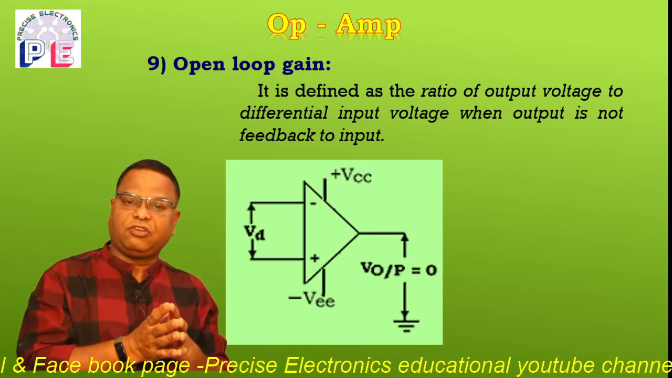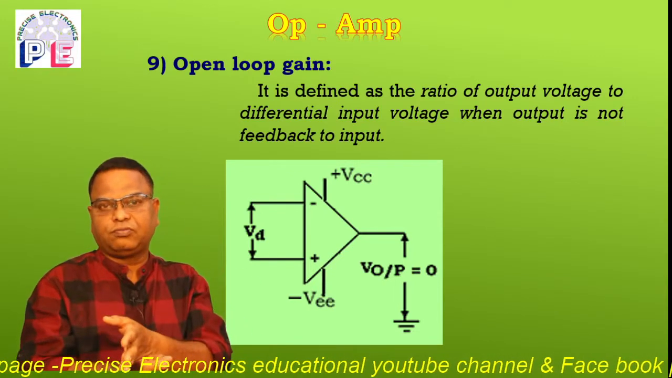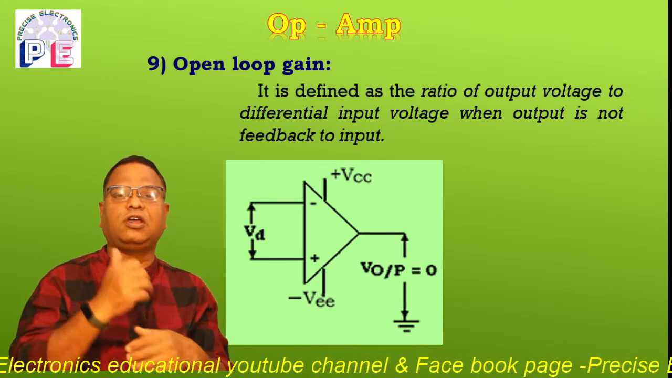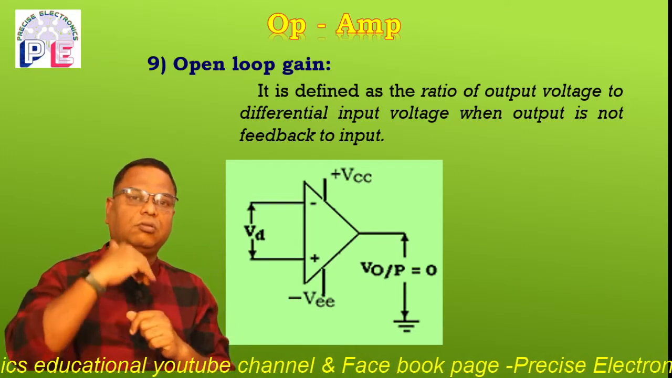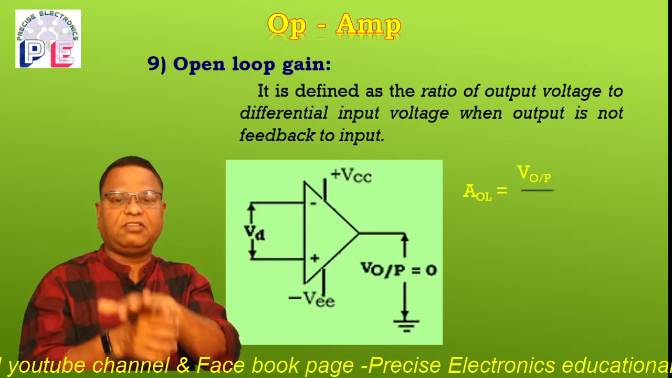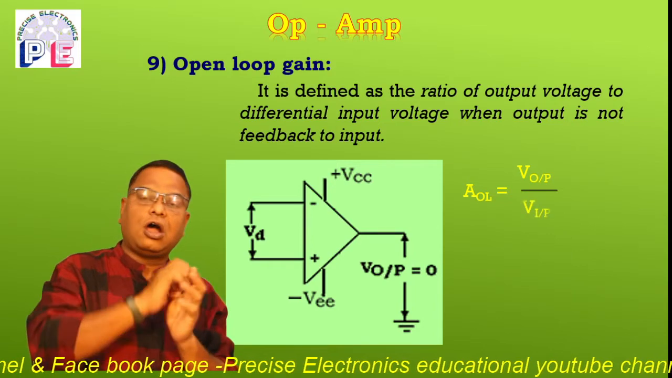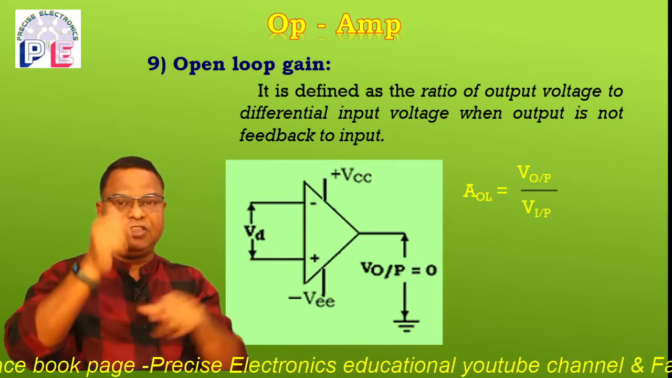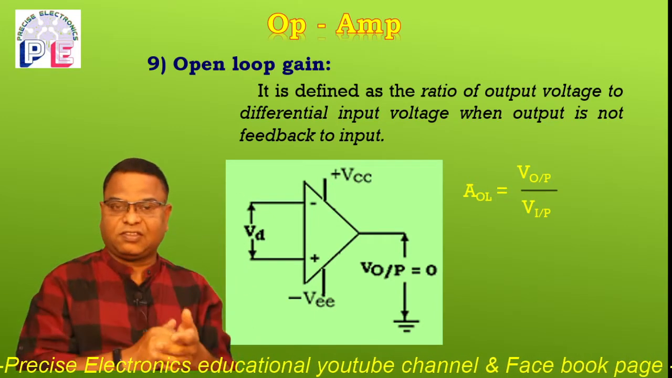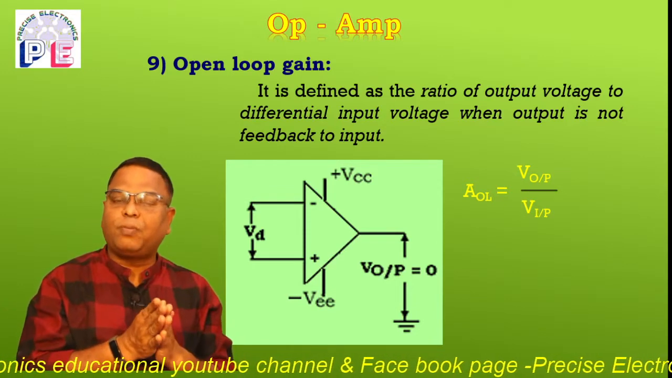So what is open loop gain? It is defined as the ratio of output voltage to input voltage. Gain is the ratio of output to input. In this case, it is the ratio of output voltage to the differential input voltage when the output is not fed back to the input. There is no feedback, which means the output is not connected to the input terminals.